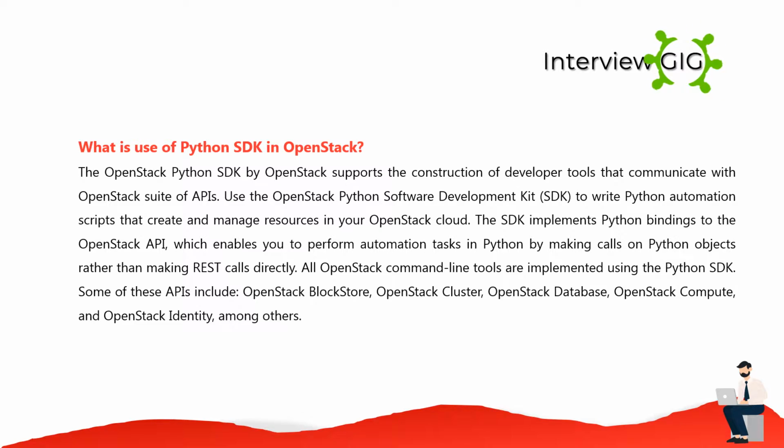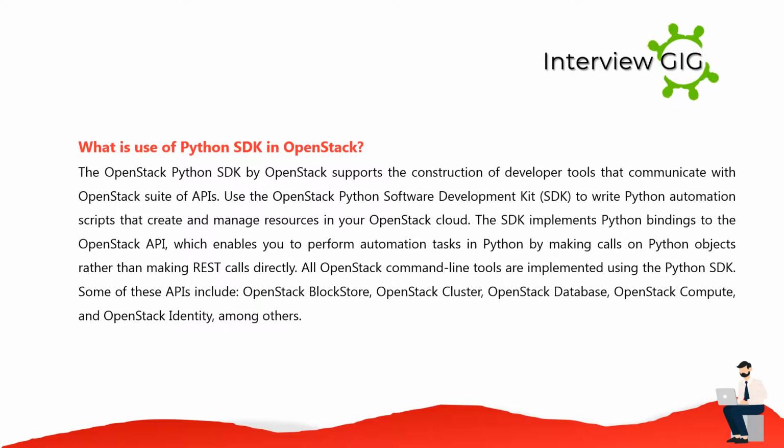The OpenStack Python SDK supports the construction of developer tools that communicate with OpenStack's suite of APIs. Use the OpenStack Python Software Development Kit (SDK) to write Python automation scripts that create and manage resources in your OpenStack cloud. The SDK implements Python bindings to the OpenStack API, which enables you to perform automation tasks in Python by making calls on Python objects rather than making REST calls directly. All OpenStack command line tools are implemented using the Python SDK.